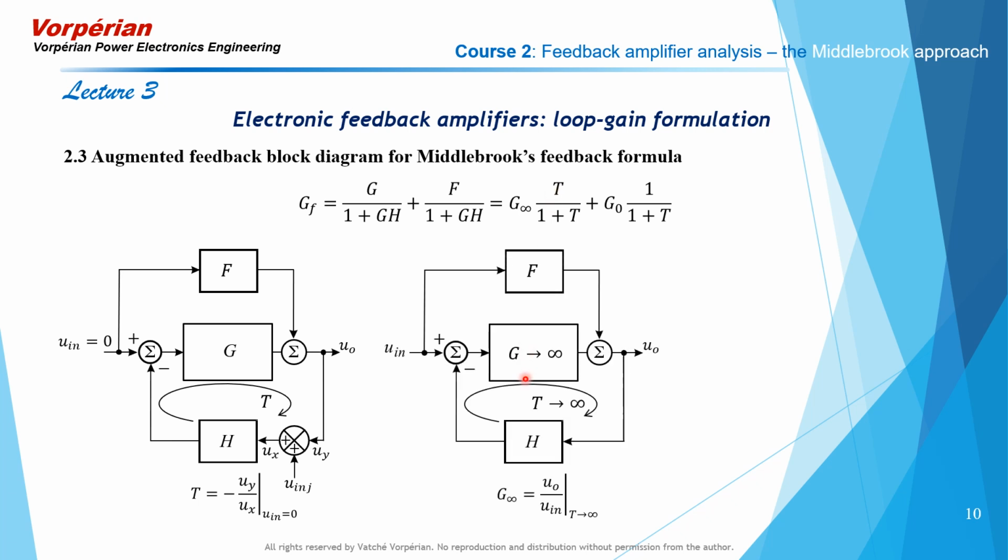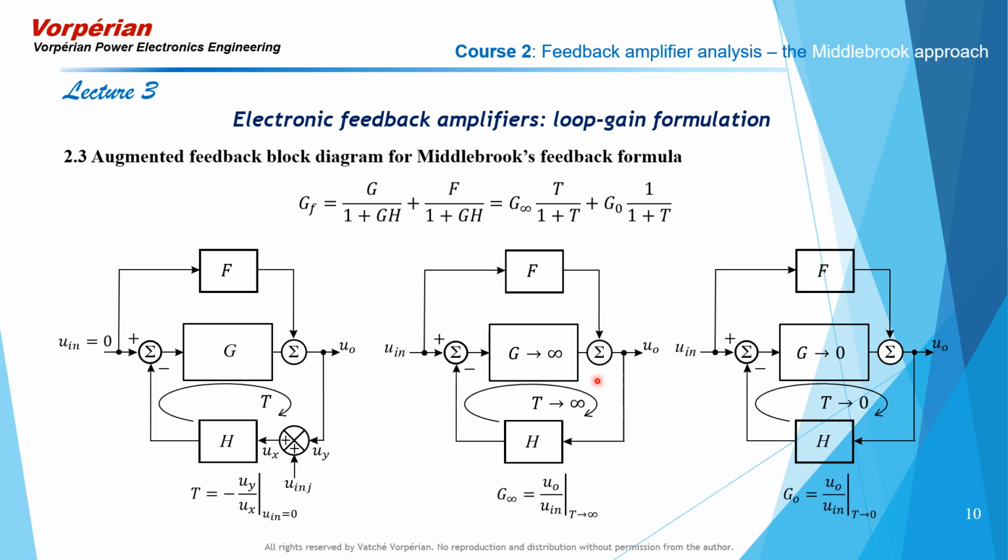G infinity is determined by letting the gain G go to infinity in the augmented feedback block diagram, and you determine the ratio of the output voltage to the input voltage, and that is the ideal closed loop gain G infinity. And finally, to determine G0, we simply set the value of G equal to 0, which makes the loop gain go to 0, and you determine the ratio of the output voltage to the input voltage.